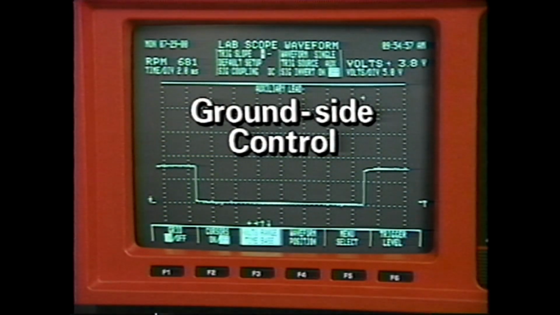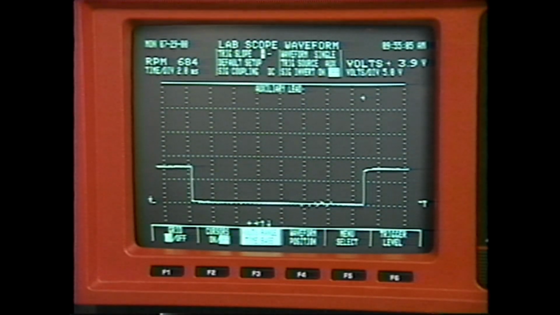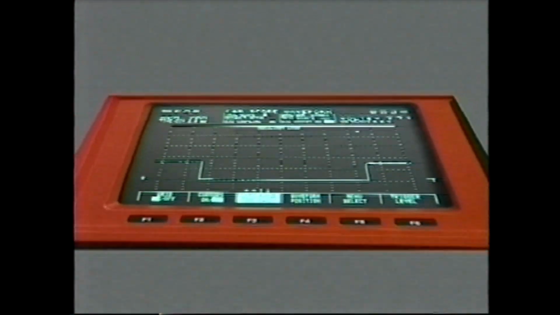A device with ground side control will be receiving power continuously. When the switch is turned on, the ground path is complete and voltage falls to 0. When the switch is turned off, the ground path is broken and voltage rises to the original level. A bad connection will create hash on the bottom of the pattern.